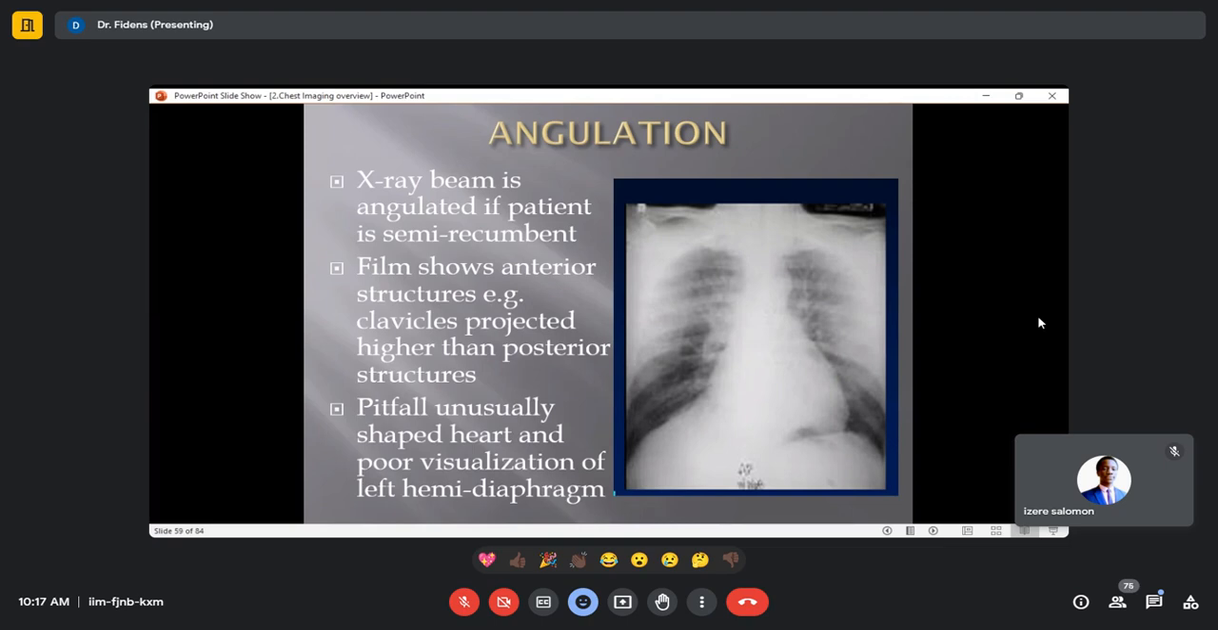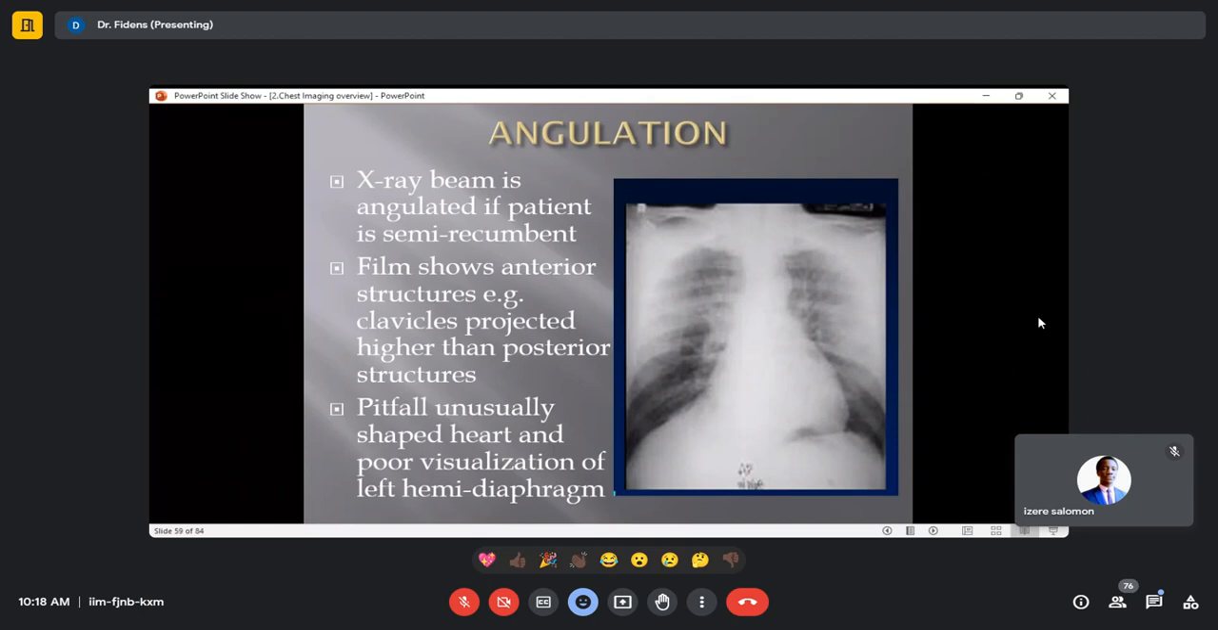But now, listen to me. I just wanted to know if you have an idea about the silhouette sign. The silhouette sign is when two opacities of the same density are in the same plane. In the same plane, do you understand? If in the same plane, that's when you can't see the margin of each of them.